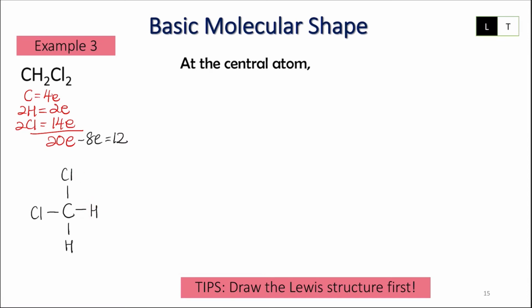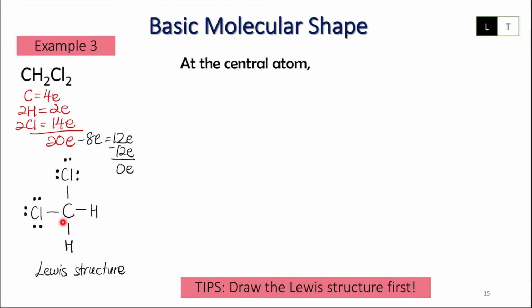And then I got 1, 2, 3, 4, 5, 6, 7, 8, 9, 10, 11, 12. So I use up already 12 electrons. The total should be 0. So this is the Lewis structure for CH2Cl2. After that, we are going to determine how many bonding pairs we have for carbon.